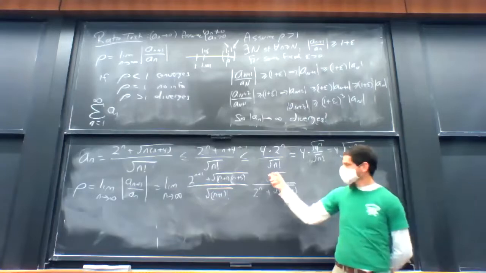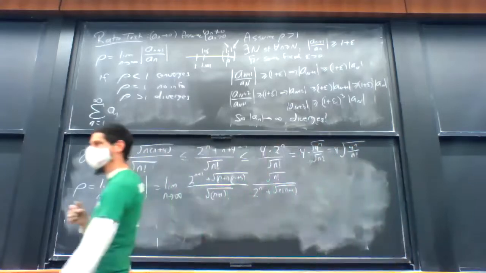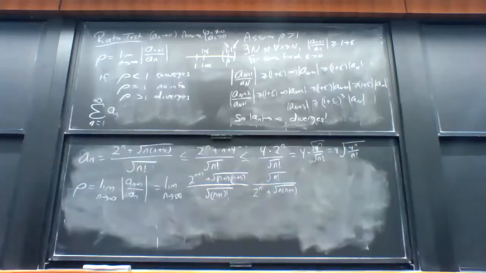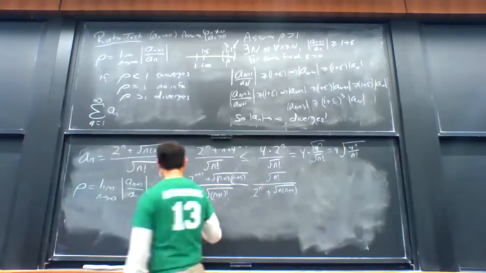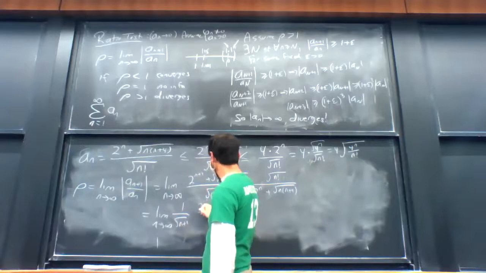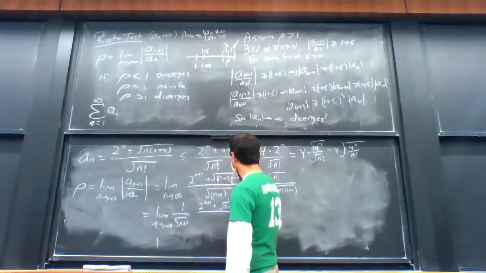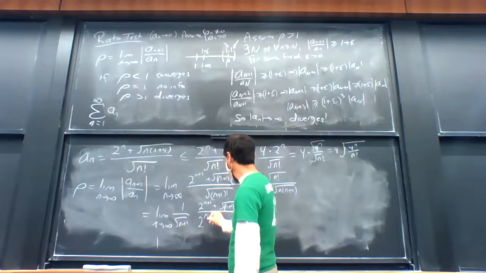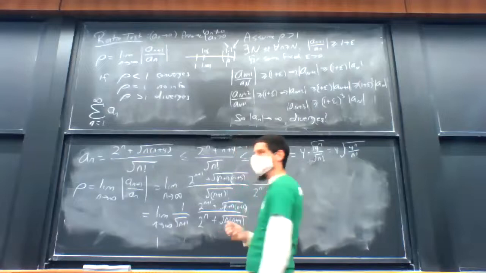What's the square root of n factorial divided by the square root of n plus 1 factorial? Yep, so it's the limit as n goes to infinity of 1 over the square root of n plus 1. And then we have 2 to the n plus 1 plus the square root of n plus 1, n plus 5, over 2 to the n plus the square root of n plus 4.